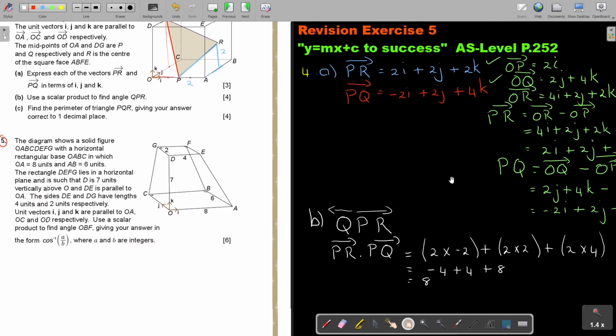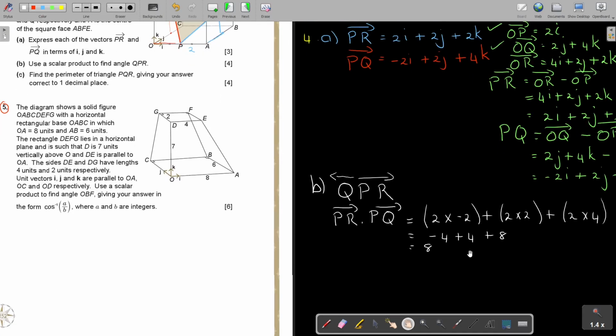They say, okay, use a scalar product to find angles. Sorry, I was not reading it correctly. And I see 4 marks. They will never ask this just for 4 marks, so always read your question again. They want the angle. So if they want the angle, I must find the magnitude of PR.